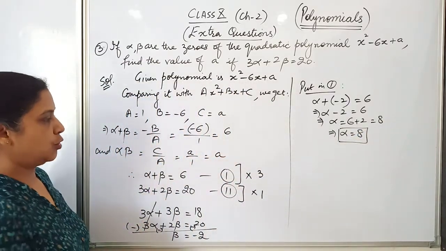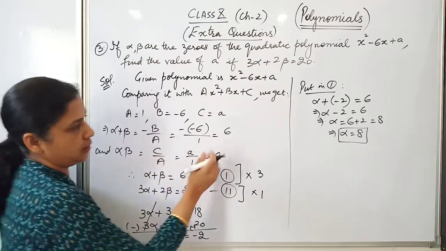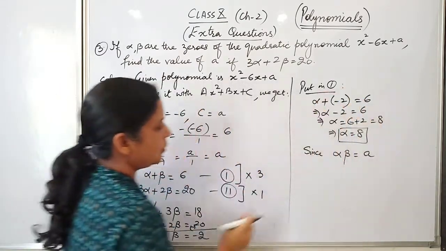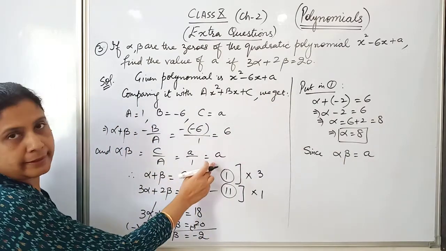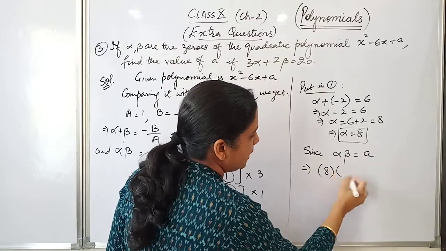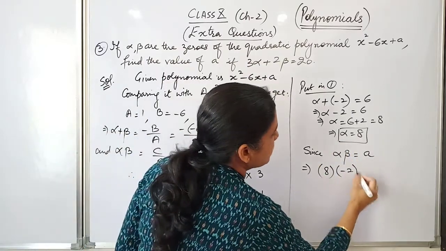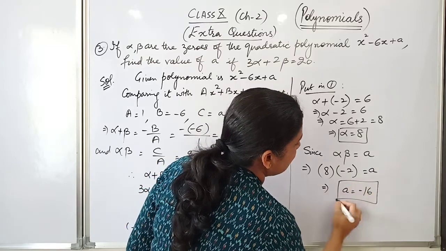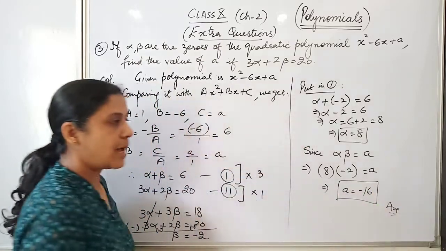Now I am going to put all these values in this product. Since alpha into beta is equal to a, this we have already taken up as a product. So I am going to put down the values. 8 into beta, which is minus 2, is equal to a. So I can see the value of a as minus 16.